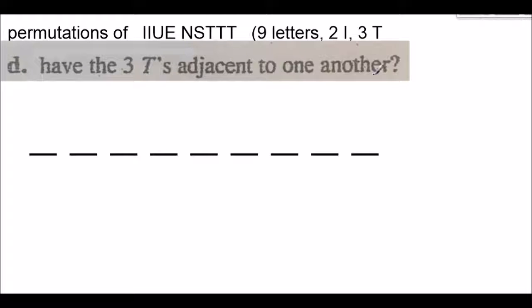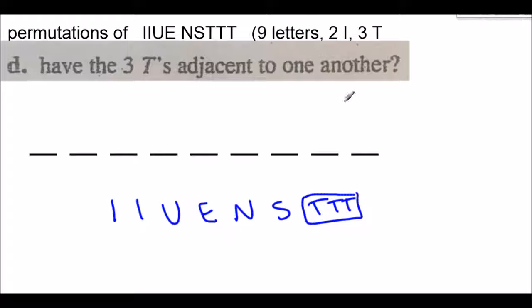So in this question, we have to have the 3 T's adjacent to each other. So that means that when I consider the 9 letters, I'm going to take the T's and group them together and treat them as a single letter. And that means I now have 1, 2, 3, 4, 5, 6, 7 objects to rearrange. And those 3 T's will take up 3 spaces. So I'm also going to consider that I actually only have 7 spaces to fill, because these ones take up all that space. So I have 7 objects to fill 7 spaces, which is 7 factorial.